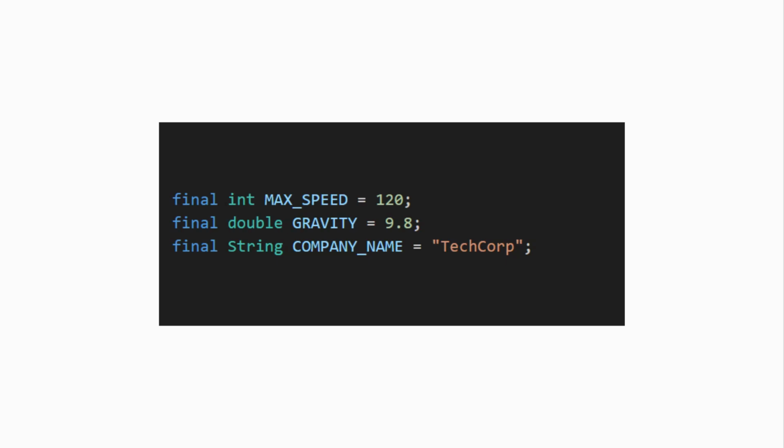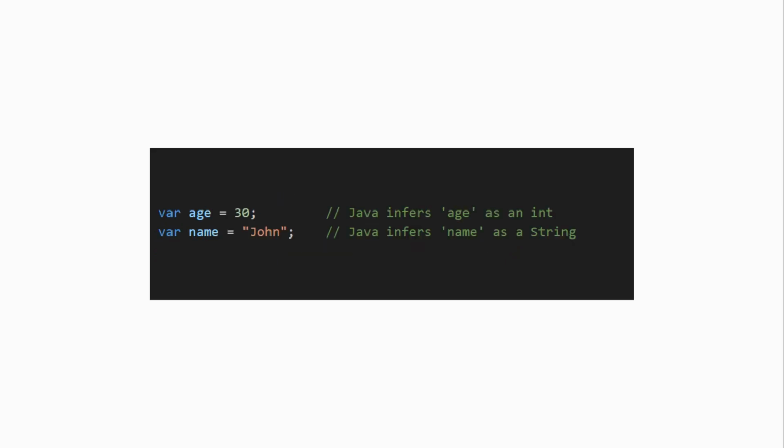In Java 10 and later, we can use the var keyword, which lets Java automatically figure out the type of variable based on the value you assign it. This can make your code cleaner by removing the need to specify the type explicitly. For example, when we write var age = 30, Java infers that age should be an integer. var name = "John" is recognized as a String.